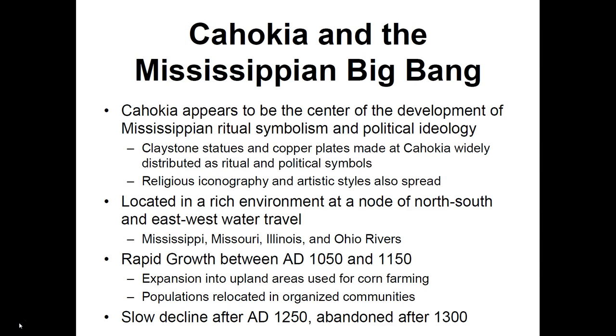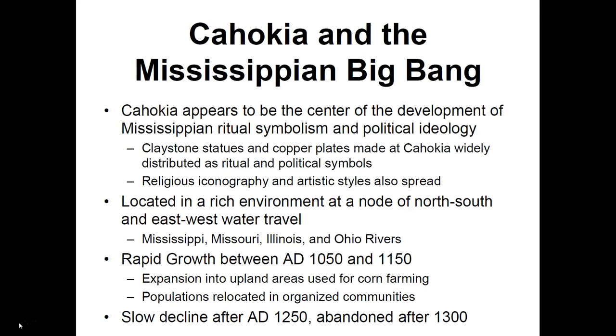During this period, there was also expansion into upland areas that formerly had only been used for gathering, but came to be used for corn farming as well. The woods were cleared, and corn was planted in these upland areas in order to further increase the production of this staple of the Mississippian subsistence economy. And into this expansion, populations from the bottomlands seem to have been relocated in organized communities. You have fairly standardized sized communities established up in the uplands that also follow a kind of standardized village layout, divided into quarters with a plaza in the center and a ceremonial pole in the center of the plaza.